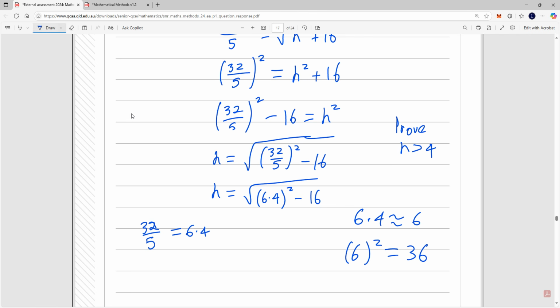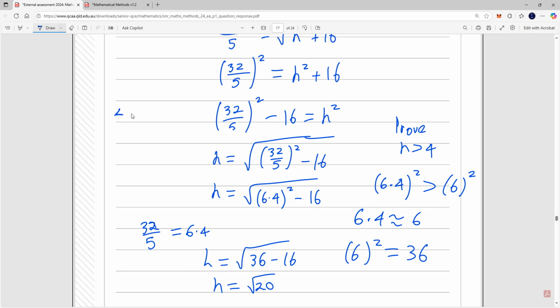Now, the only reason I want to know that is pretty much, is this going to be a decent number here? So here, h is going to be approximately the square root of 36 minus 16. Now this is making h smaller than what it actually is, because I know for a fact 6.4 squared is going to be larger than 6 squared, okay? This gives us that h is the square root of 20.